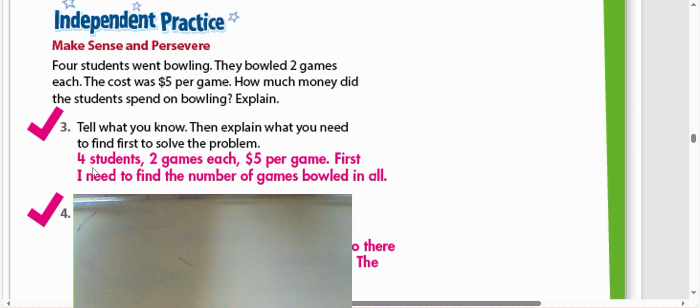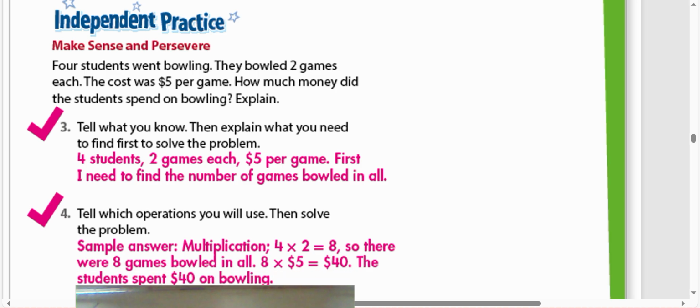We have the example for 4 students. 2 games each, $5. First, I need to find the number of games bowled, and then 2 times 5 is 10, times 4 equals 40. Then they must pay $40, okay? Because the number of students was 4. The simple answer is multiplication: 4 times 2 equals 8, and as the price of each one was 5, then 5 times 8 equals $40. Then the students must spend $40 on bowling, okay?